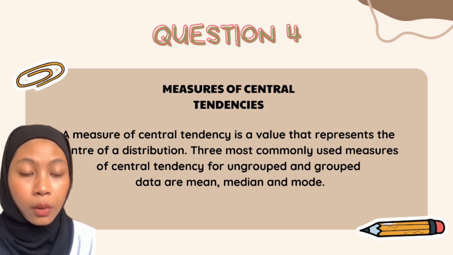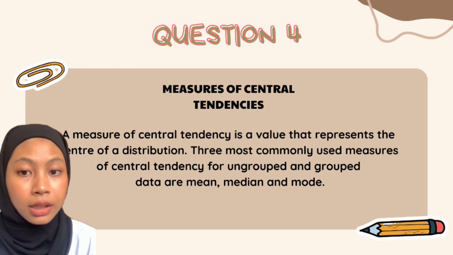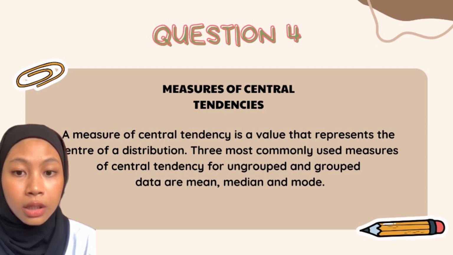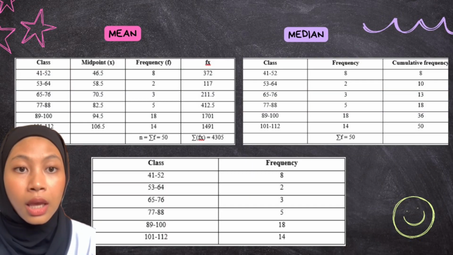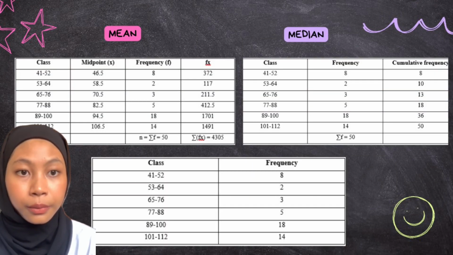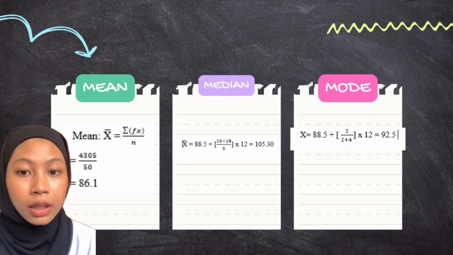Now I present question 4, which is measures of central tendency. A measure of central tendency is a value that represents the center of a distribution. The 3 most commonly used measures of central tendency for ungrouped and grouped data are mean, median and mode. This is the table for mean, median and mode. And this is the solution for mean, median and mode.